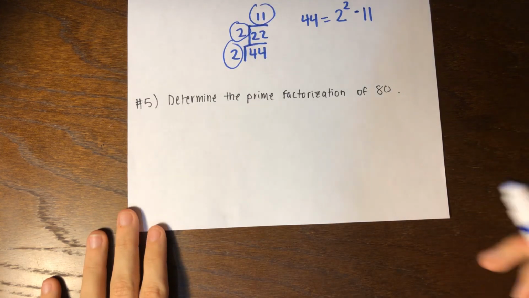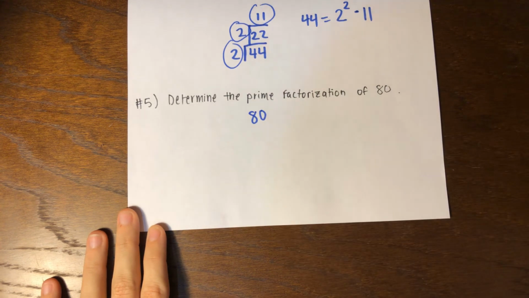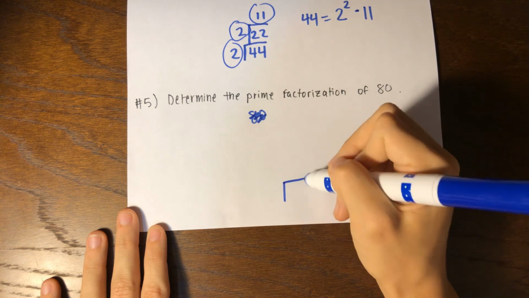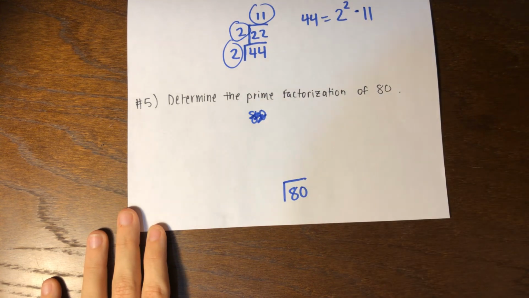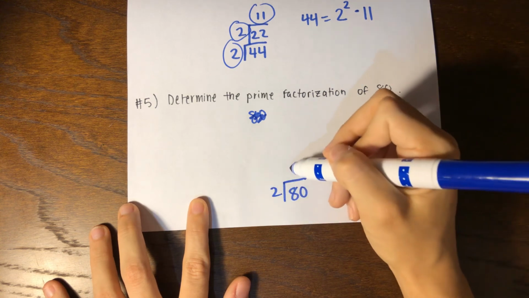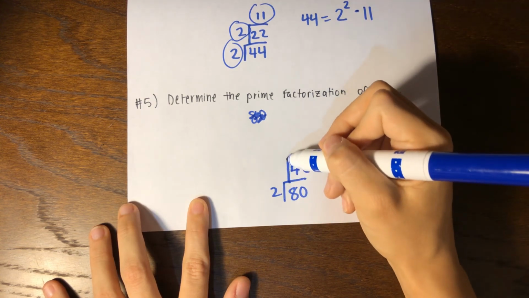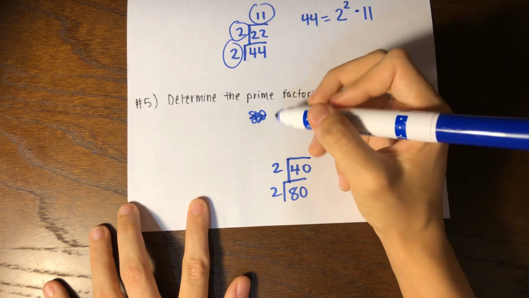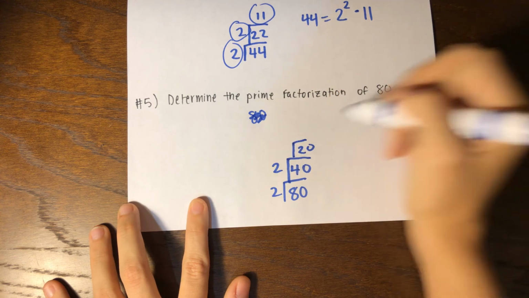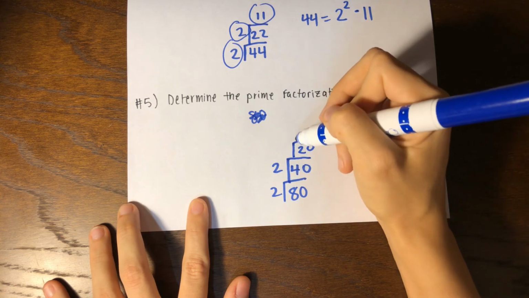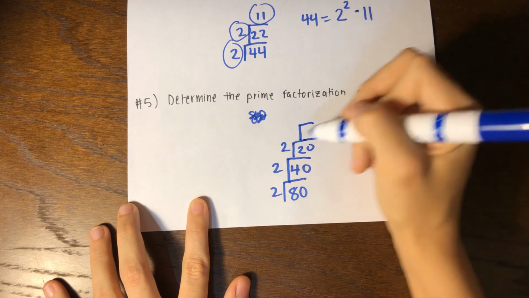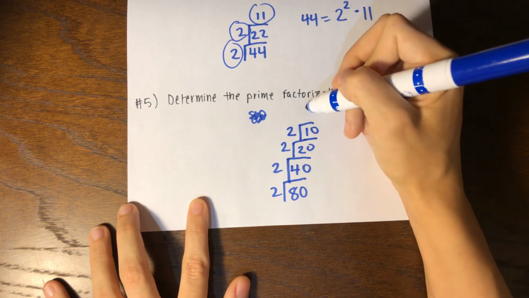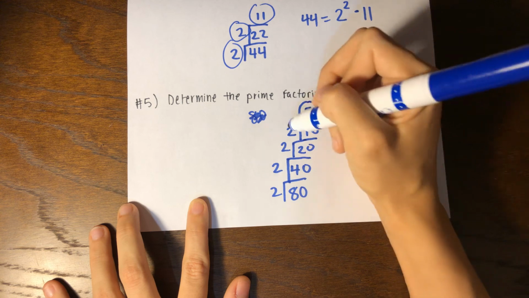Next one, last one. So 80. We need to find the prime factorization of 80. Okay? So we're going to be dividing that one by 2. 80 divided by 2 is 40. Okay? It's not prime, so we need to keep dividing by 2. 40 divided by 2 is 20. Okay, we can still divide 20 by 2. 20 divided by 2 is 10. I can divide that by 2. 10 divided by 2 is 5. This is prime, so we stop here.